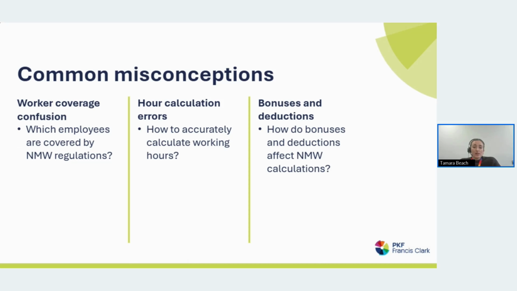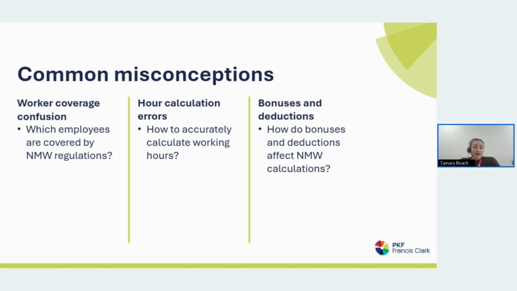So first one there, many misunderstand which employees are covered by national minimum wage regulations and who is excluded. For example, it doesn't only apply to full-time employees, it applies to all workers, including part-time, casual staff, apprentices, agencies, those on probation.